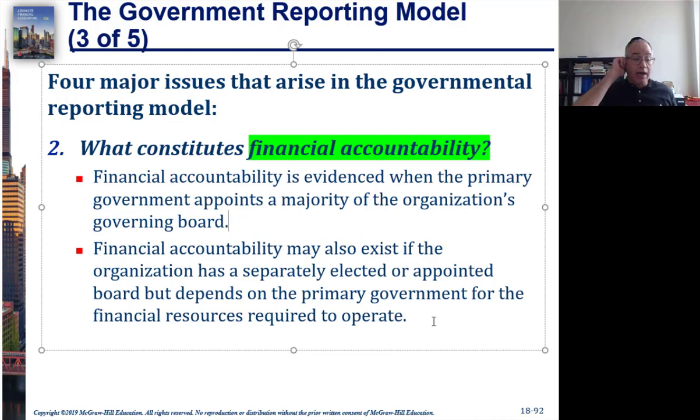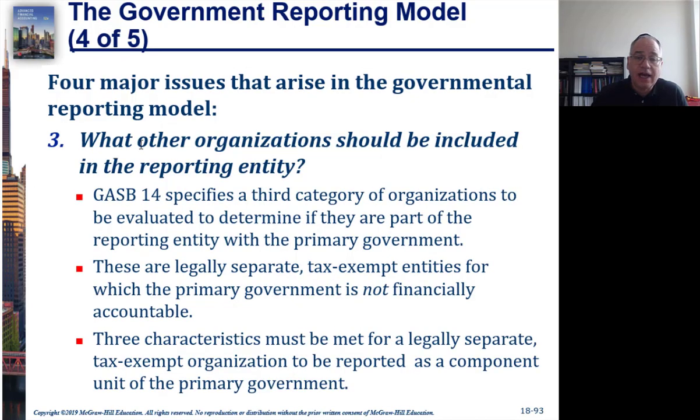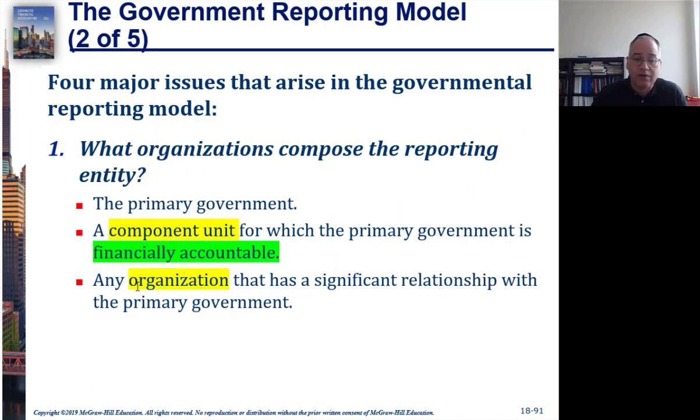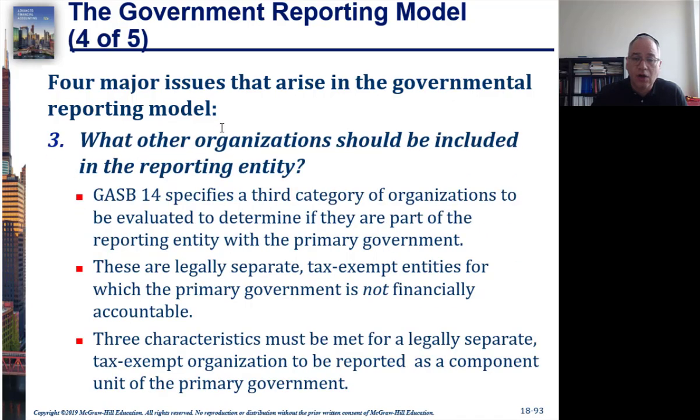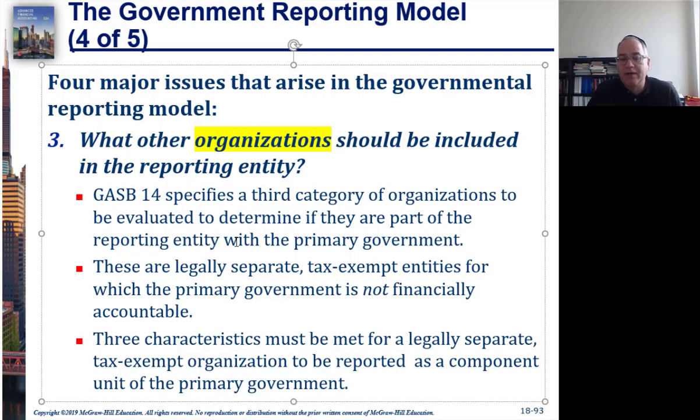And you'd be surprised within state and local government how many organizations rely upon the local government to do what they do. And then we have the organizations that are category 3. So this is a little stickier. And these would be legally separate entities where the government is not financially accountable for them.